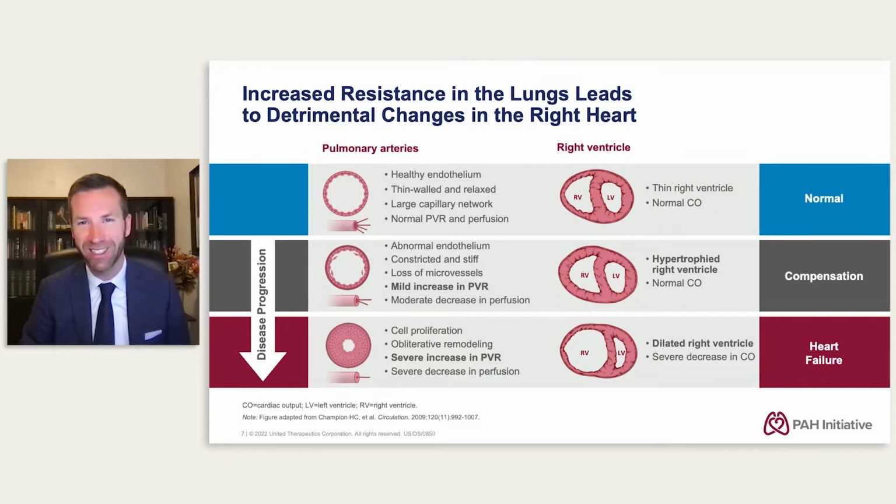Now, how long a while is variable. For some people, it's a couple of months. For some people, it's a couple of years. So it is variable. But ultimately, the right ventricle becomes hypertrophied, and the cardiac output can actually be sustained.